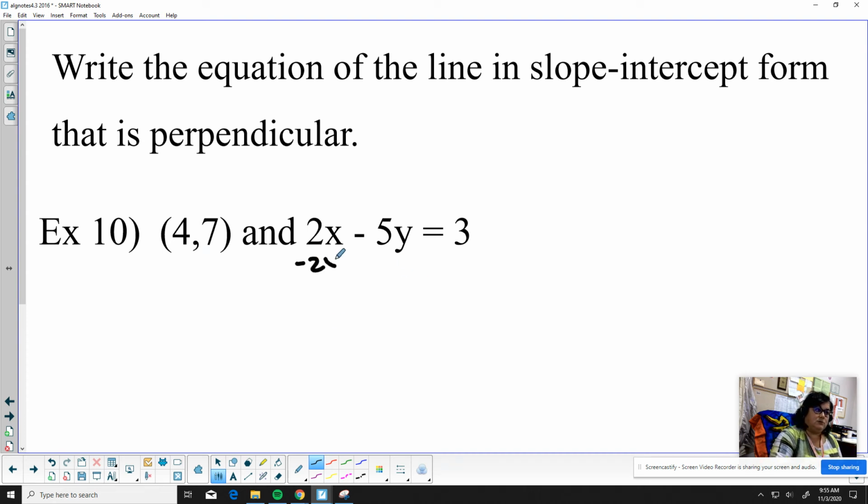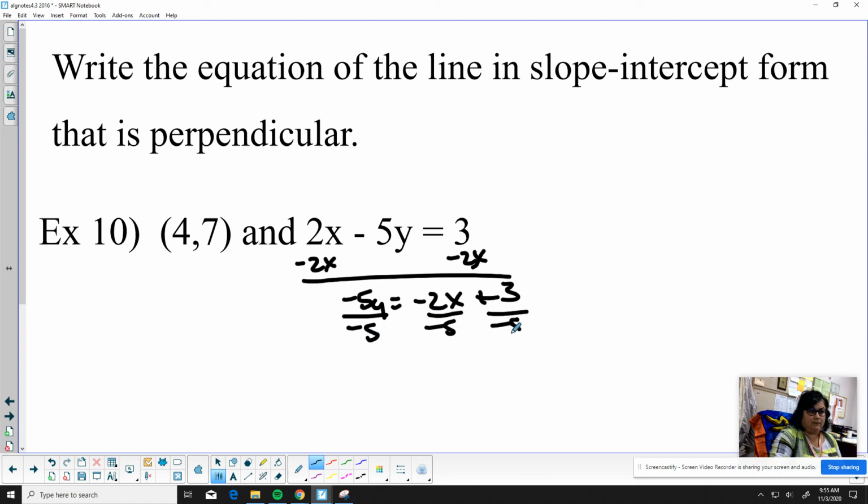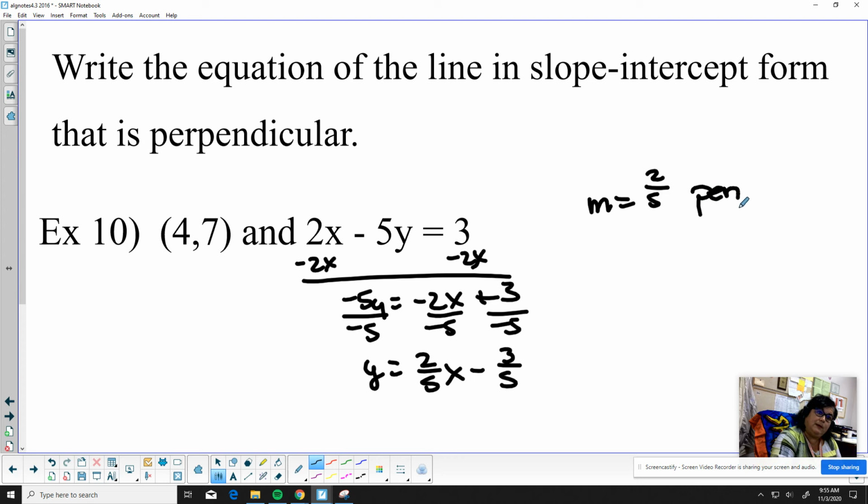All right, so I'm going to subtract 2x on both sides and divide by -5. So that gives me a slope of 2/5 x minus 3/5. So my slope is 2/5, which means my perpendicular slope is -5/2, right? And I'm using this point. So x is 4 and y is 7.